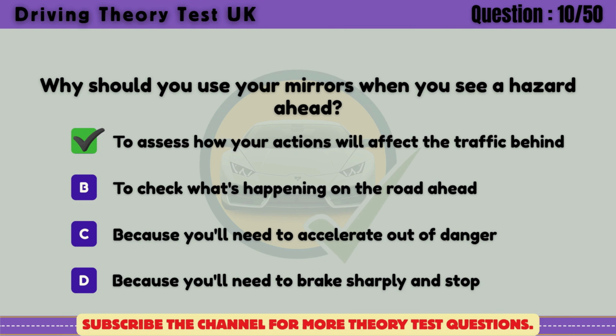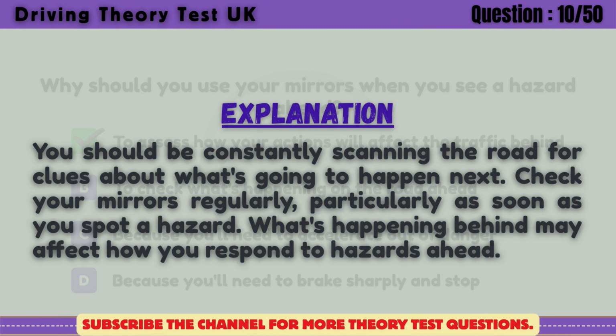Answer is A. To assess how your actions will affect the traffic behind. You should be constantly scanning the road for clues about what's going to happen next. Check your mirrors regularly, particularly as soon as you spot a hazard. What's happening behind may affect how you respond to hazards ahead.